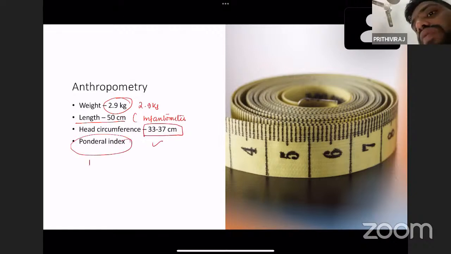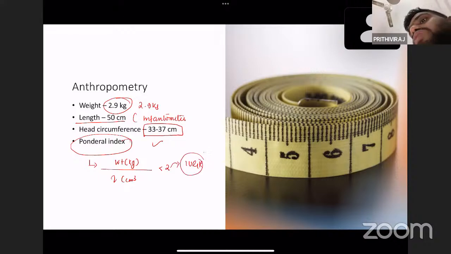And what does the ponderal index mean? Ponderal index is weight in kg divided by length in centimeters cubed. If it is less than 2, we go for IUGR. It does not rule out IUGR, whether symmetric or asymmetric IUGR. We use this ponderal index.